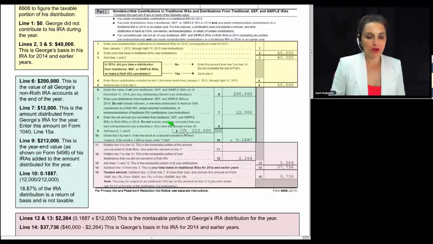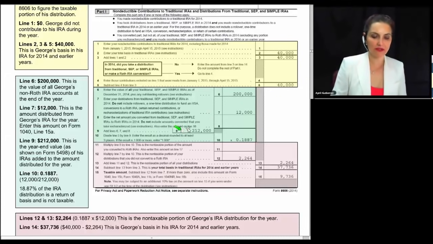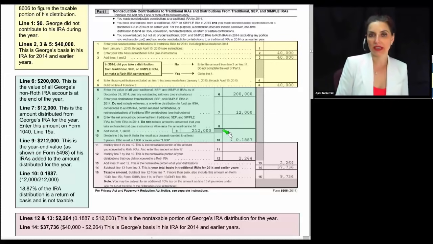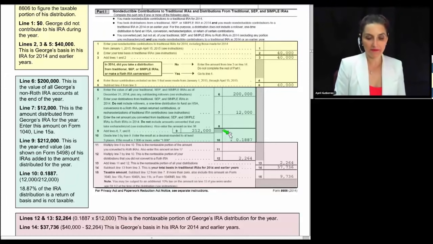We then look at what the percentage distribution is compared to the total balance in the account. So line 10 says divide line 5, this number up here, by line 9, which is this number right here. So we're going to take 40,000 and divide that by 212,000. And then we enter the result as a decimal amount, 0.1887. That essentially means that 18.87% of the value of the account is cost in the plan. And therefore, 18.87% of any distribution from that plan for this year is going to be a tax-free return of cost.